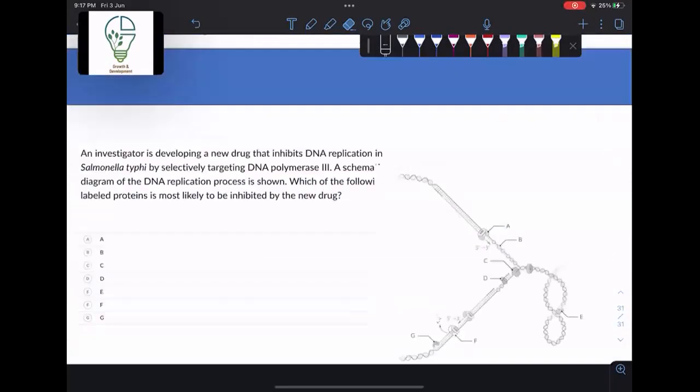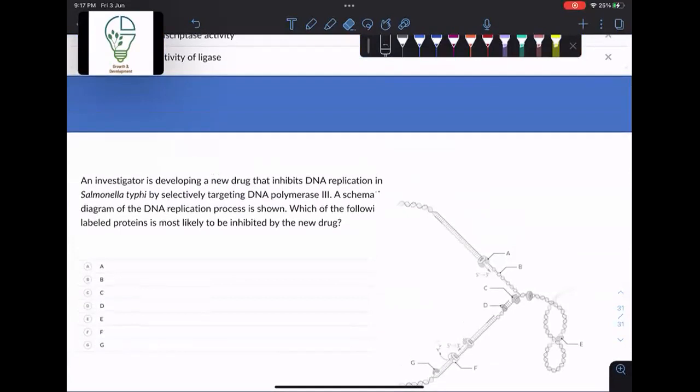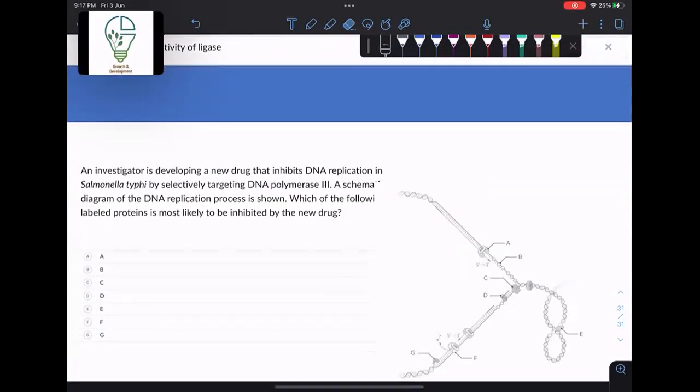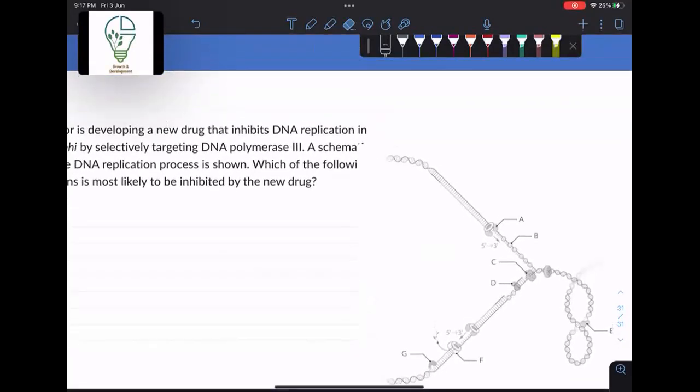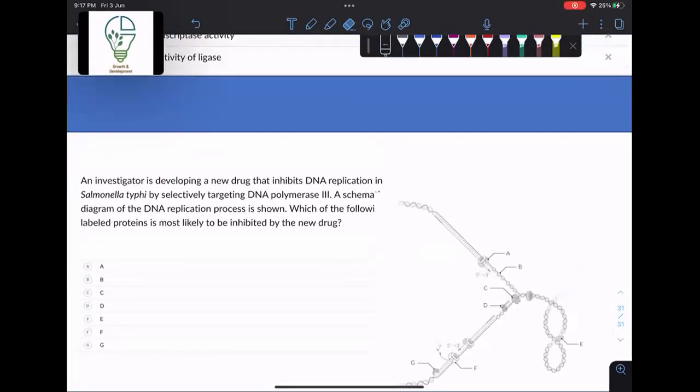All right, so one last question. An investigator is developing a new drug that inhibits DNA replication in Salmonella typhi, which is a type of bacteria, by selectively targeting DNA polymerase 3. Here they've shown you the bacterial DNA, and they're asking which of the following labeled proteins is most likely to be inhibited by the new drug.